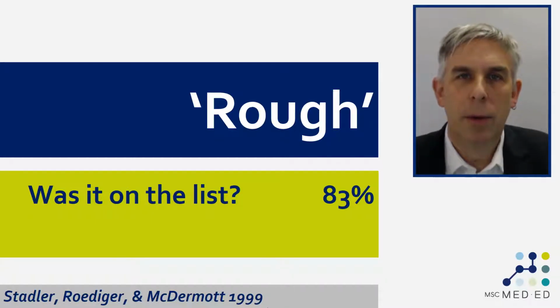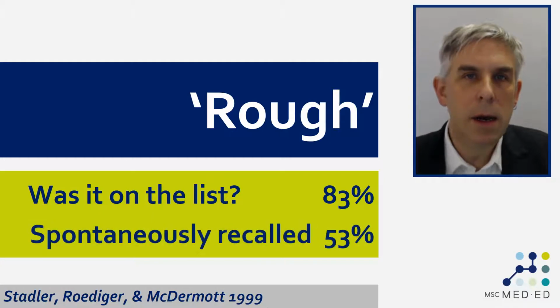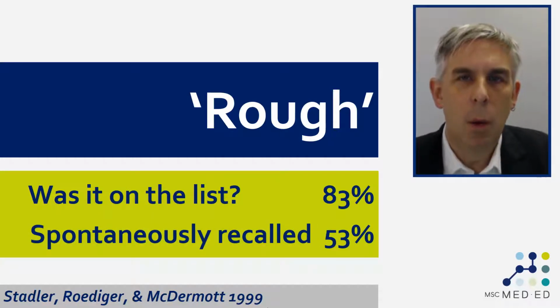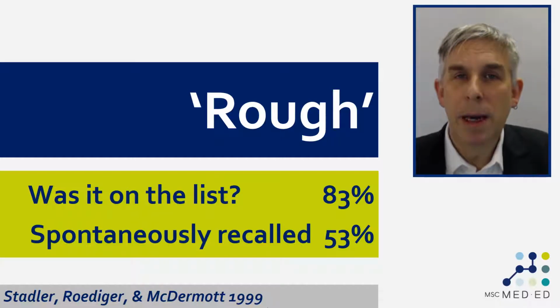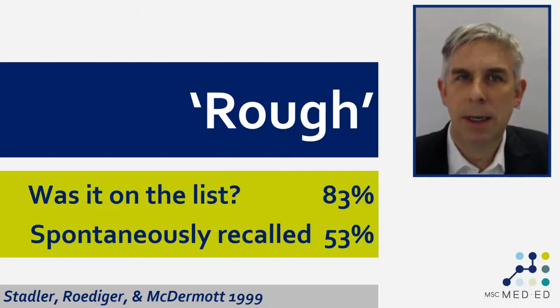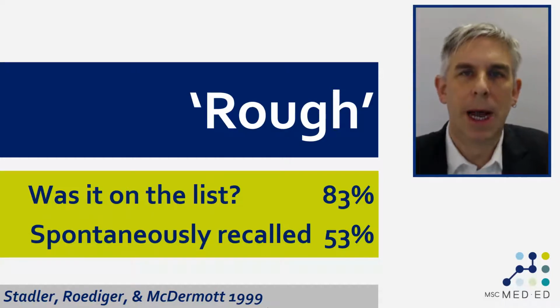The same group of people were asked to then just write down all the words that they had heard. 53% of them wrote down the word rough, even though it wasn't on the list. The reason why so many people recall that word that wasn't on the list tells us a lot about how we learn and how we store memories and how we store information that we've learned.